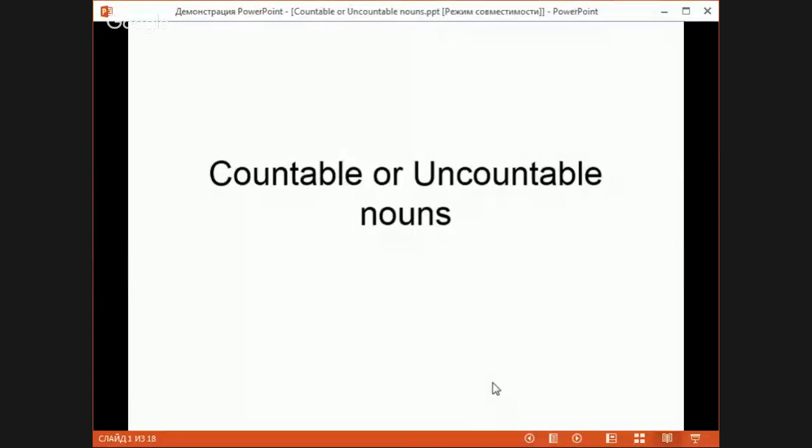Okay, good. So now the presentation is here, and countable or uncountable nouns. That is so nice to remember the difference between them. And quantifiers, few, a few, little, a little. Well, you all know by now that few and little mean small quantity of something, not a lot of something.